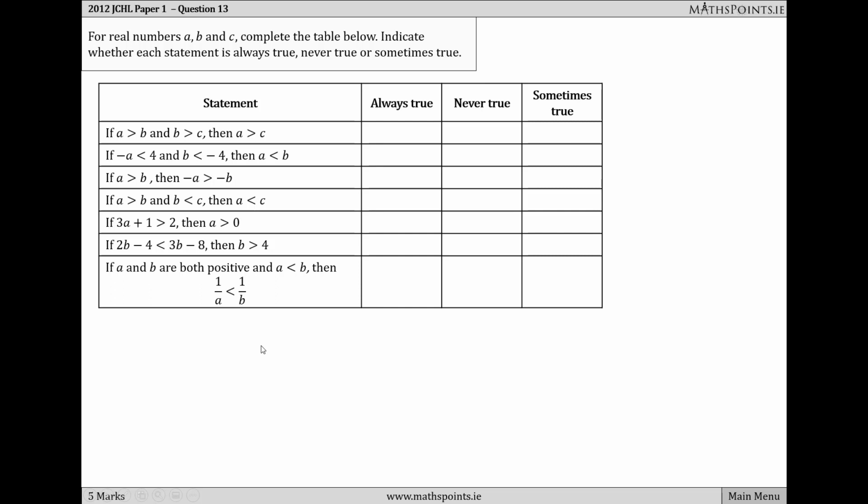Most people will go about this question by subbing in a couple of numbers and making some sort of judgment call on whether it's always true, never true, or sometimes true, but we're looking for something a little bit more definitive. So we're going to do some workings out down here on the bottom and then fill in the chart.